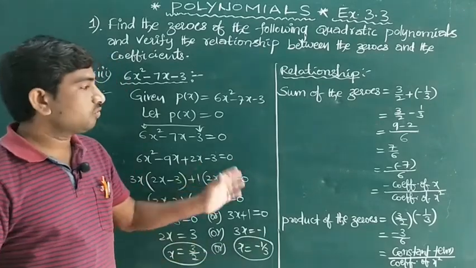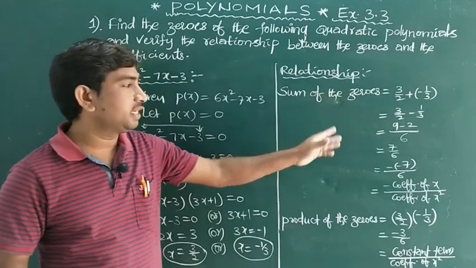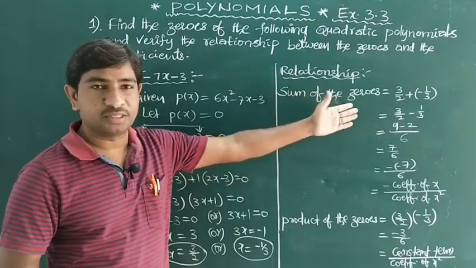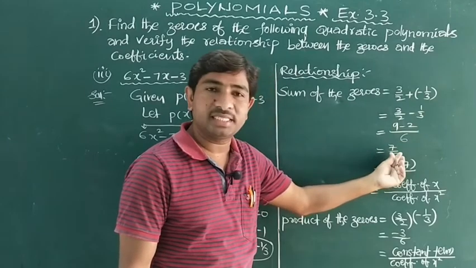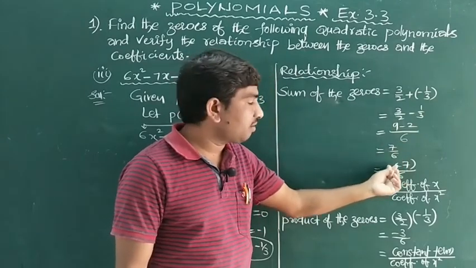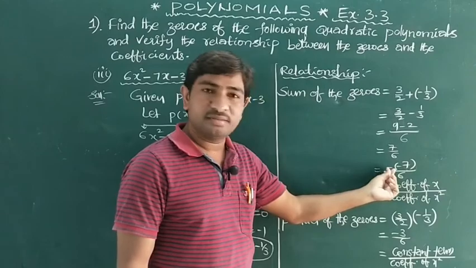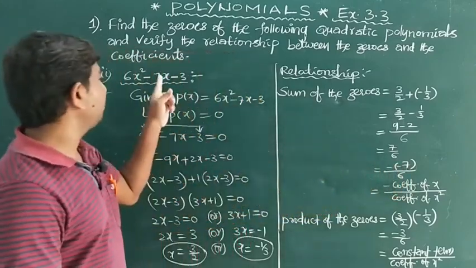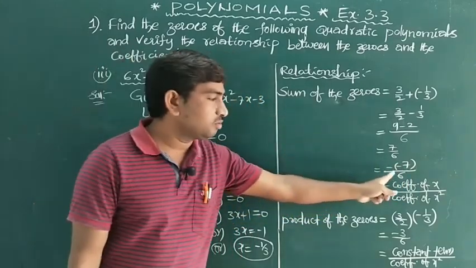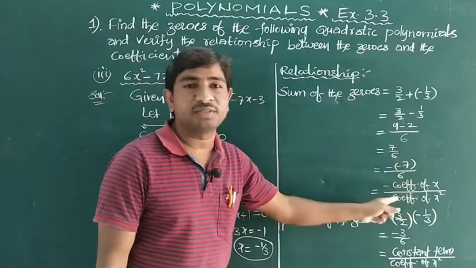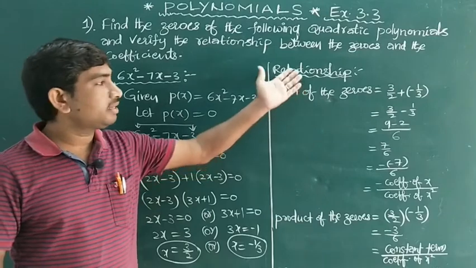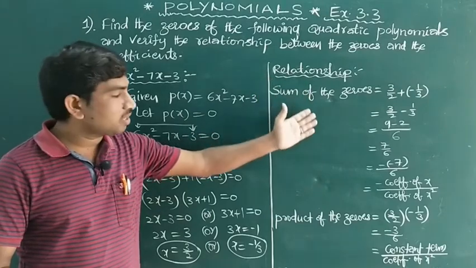So to find the relationship between the zeros and coefficients, let us consider the sum of the zeros. 3 by 2 plus minus 1 by 3, by adding these you will get 7 by 6. So 7 can be written as minus of minus 7 by 6. Minus of minus 7 is the coefficient of x. So that is why, to get that formula, minus of coefficient of x by coefficient of x square. So finally, that is the relationship between the zeros and the coefficients.